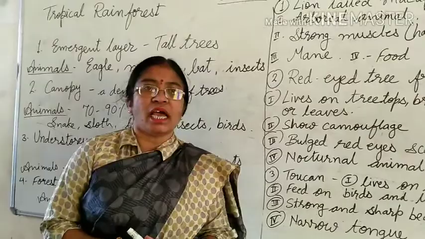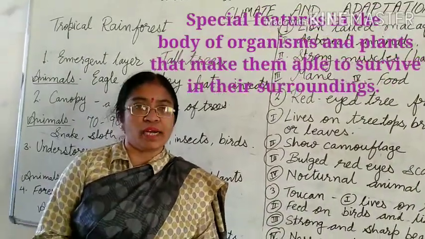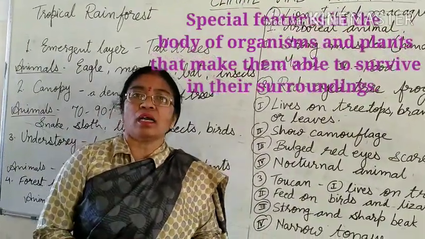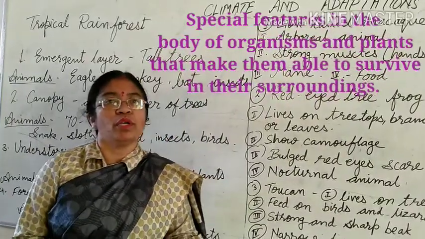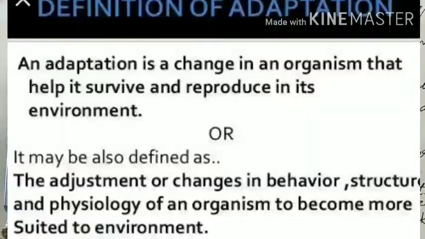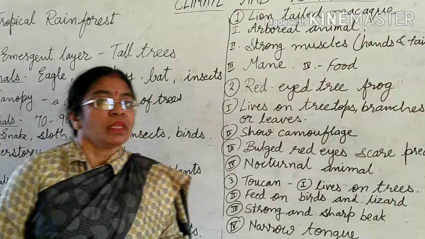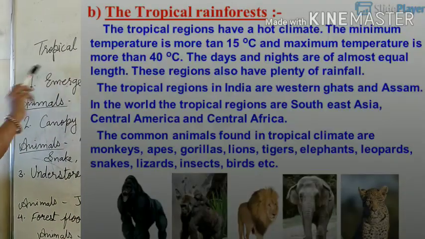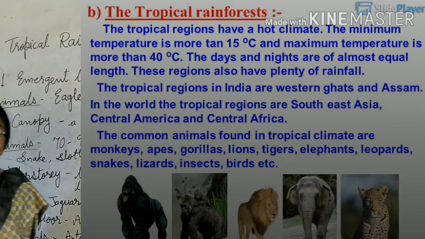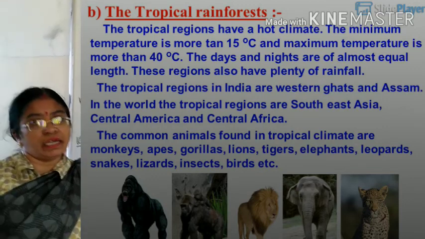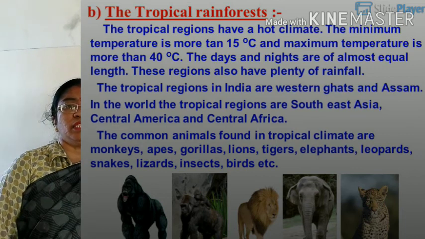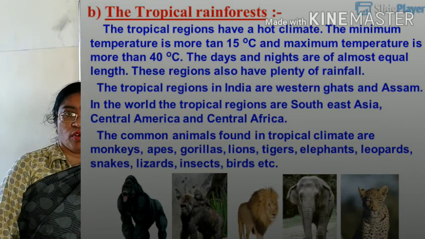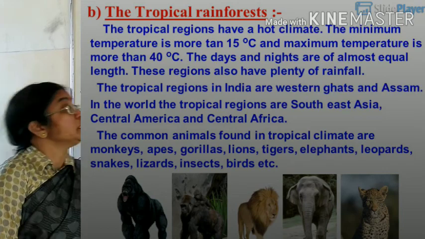Before starting that, I want to recall the definition of adaptation. Adaptations are special features in the body of an organism to survive in specific physiological factors or in the surroundings. Now, tropical rainforest. In these regions, climate is hot and wet. That means the temperature is high and the rainfall is ample in quantity.